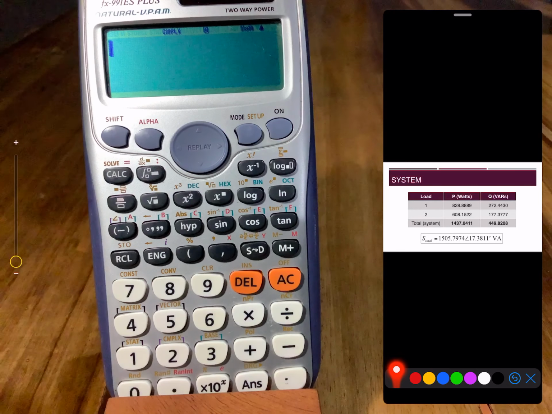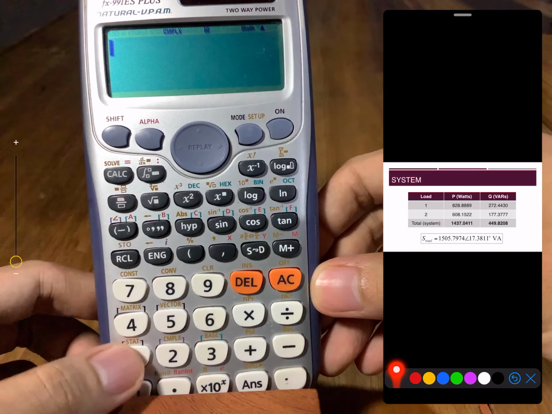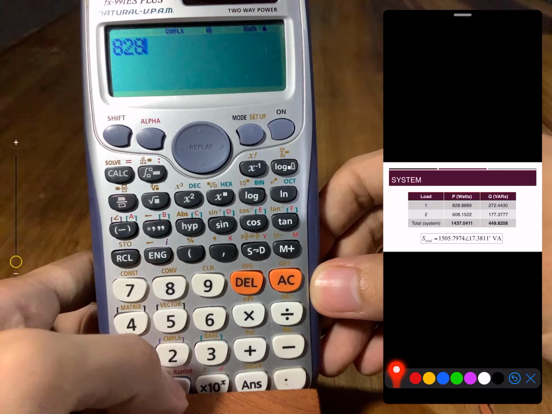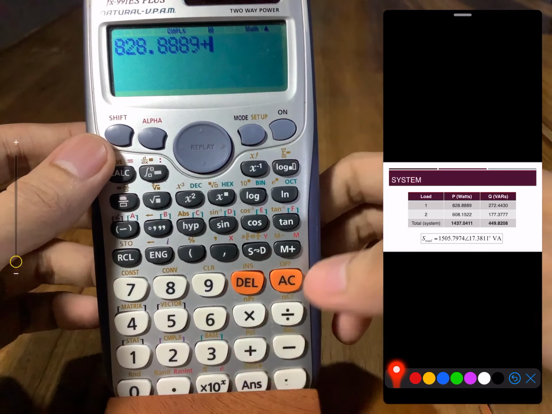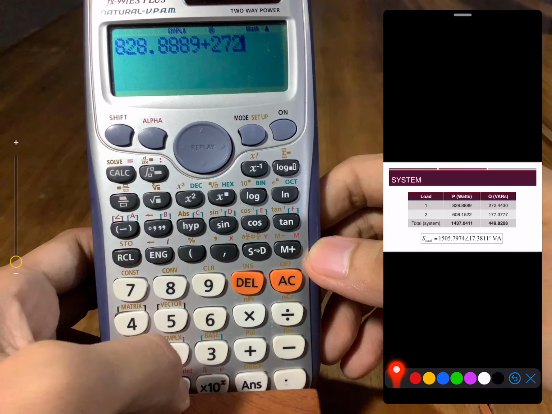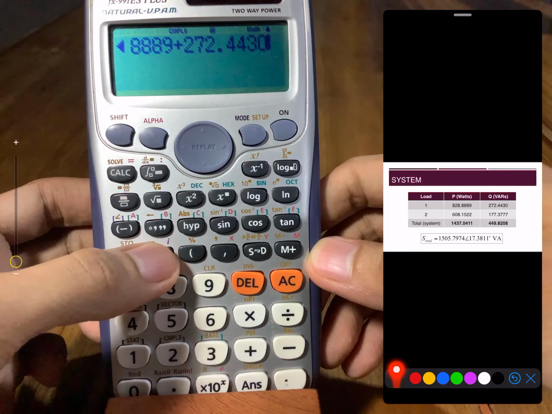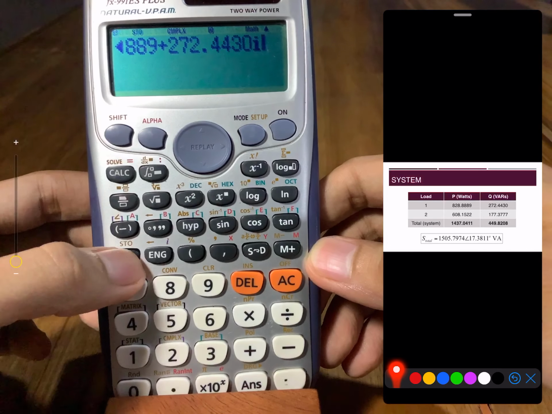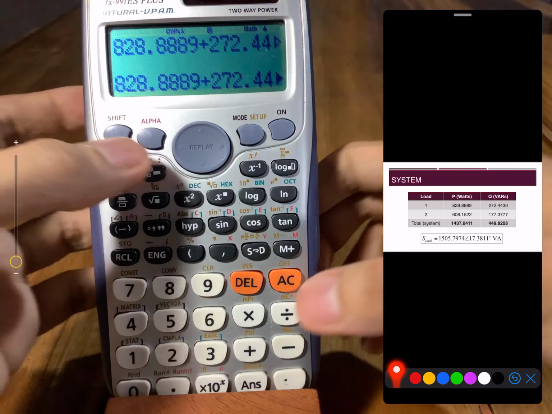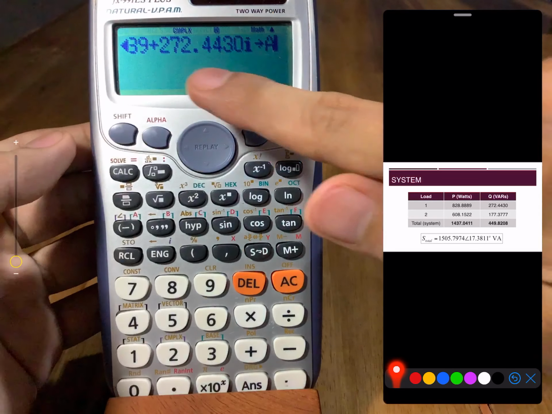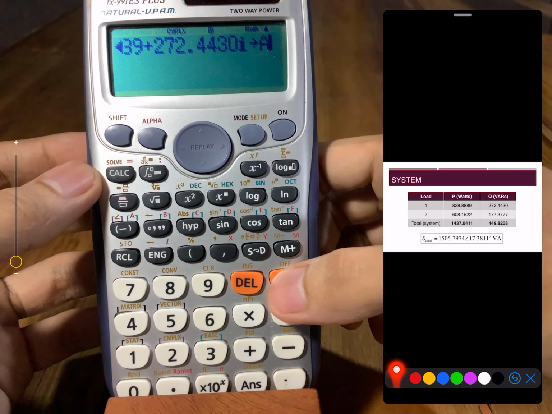And we store motor 1 to load A or variable A. So we have 828.8889 plus 272.4430 imaginary component or reactive power. We store that to variable A. Okay, so let us verify. So we store the complex number into variable A or load 1 or motor 1.